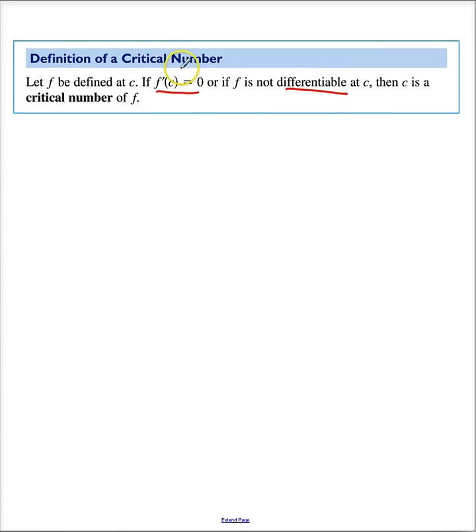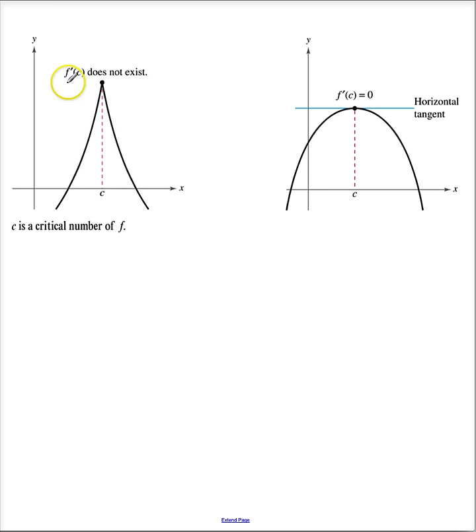So there are two things you have to check. First, is the derivative 0? Or second, does the derivative simply not exist? Now here is an example when the derivative doesn't exist. The left derivative does not equal the right derivative, so it doesn't exist here. So c is a critical number.